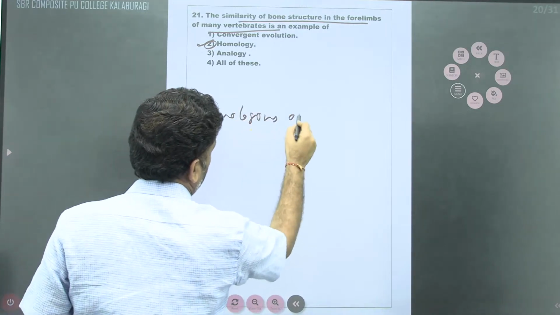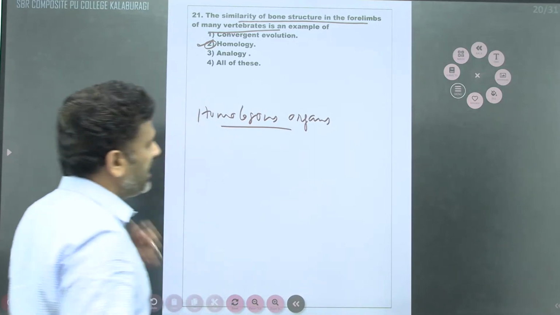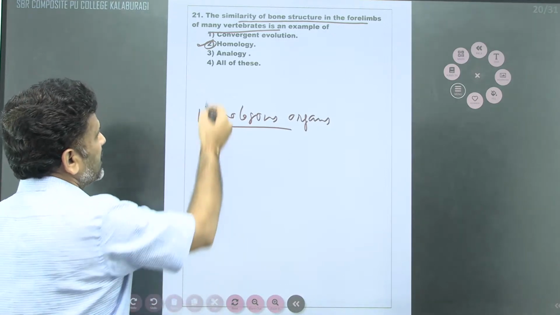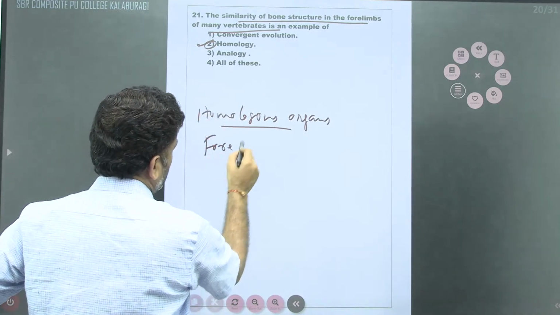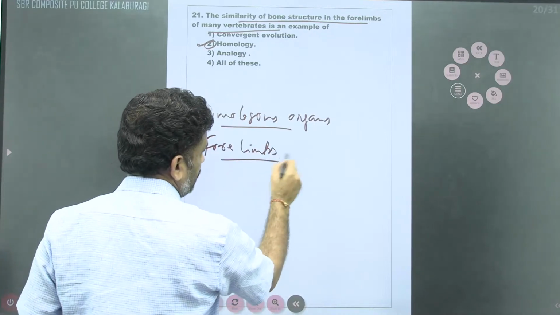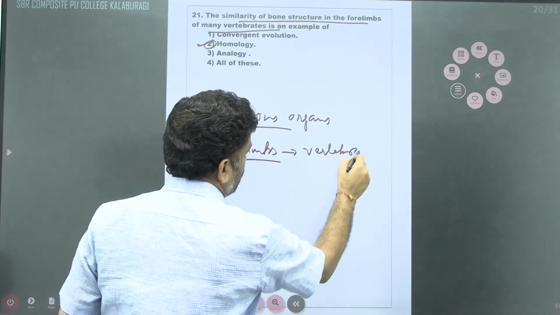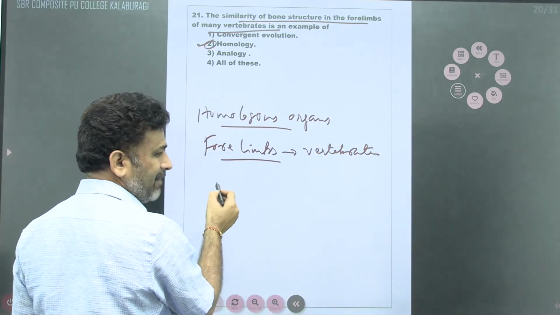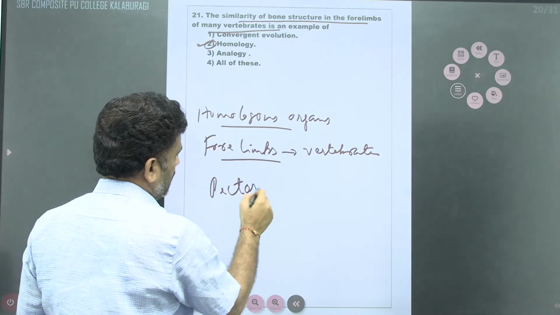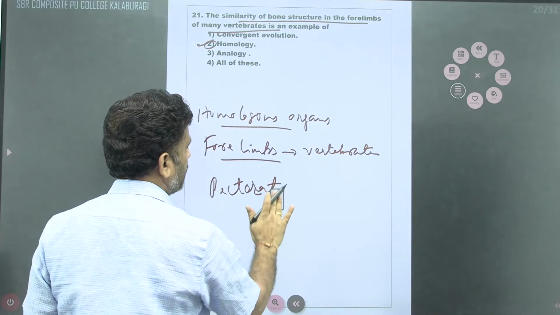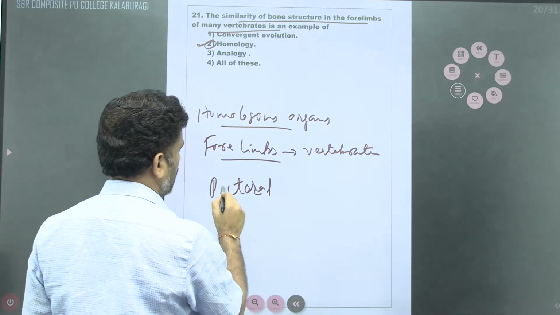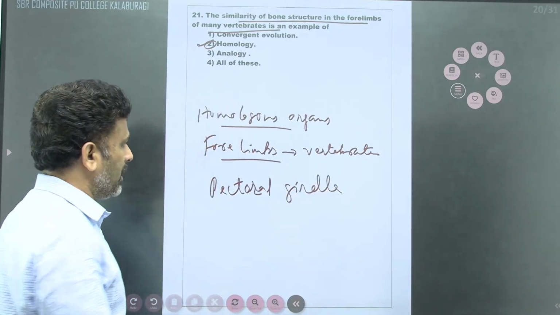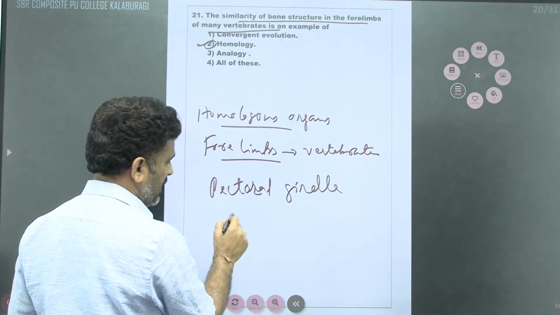Not only this one, the thorns of bougainvillea and the tendrils of cucurbita are also the best example for homology. So why is it the best example? The forelimbs of vertebrates, if you observe, have evolved from the pectoral girdle in all vertebrate individuals. These forelimbs mainly possess bones.